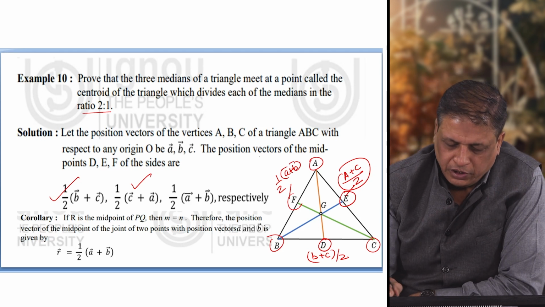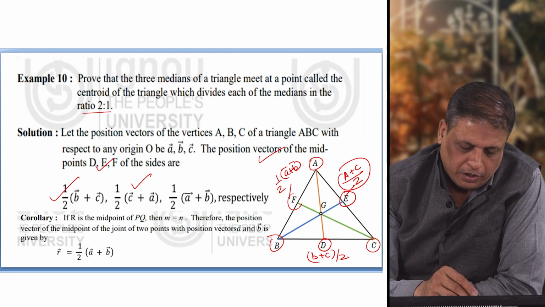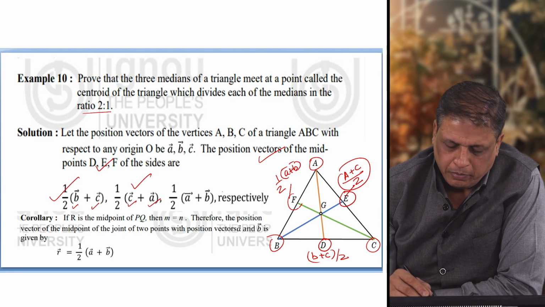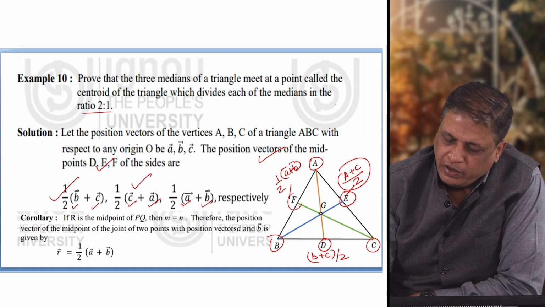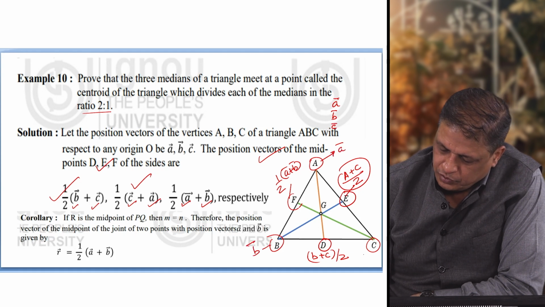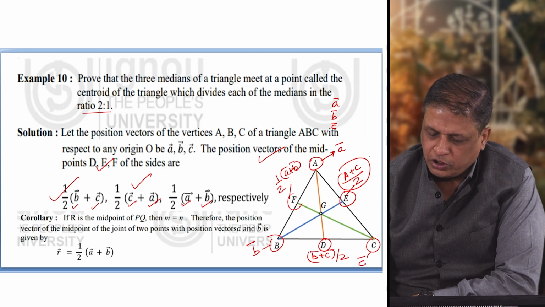So, the position vectors of the midpoints D, E and F will be given by (vector B plus vector C) by 2, (vector C plus vector A) by 2, (vector A plus vector B) by 2, where vector A, vector B and vector C are the position vectors for the vertices A, B and C. I hope you understood up to this much.